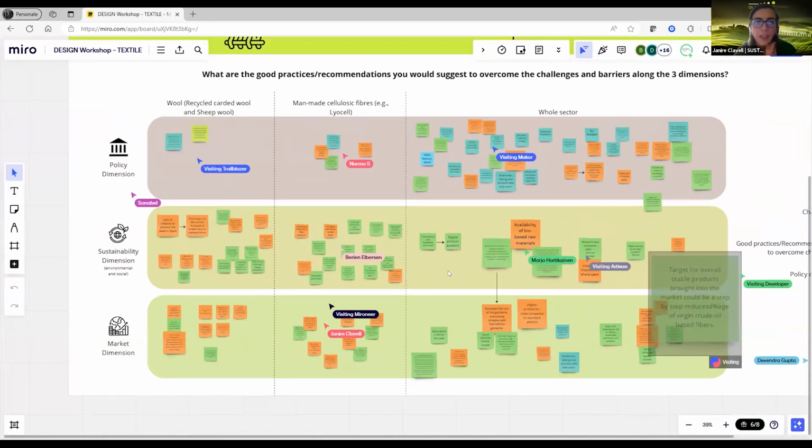Yeah, we definitely, the consumers, we need to change our mind and understand that we cannot buy a T-shirt for €5. Yeah, for sure. This is probably not sustainable.